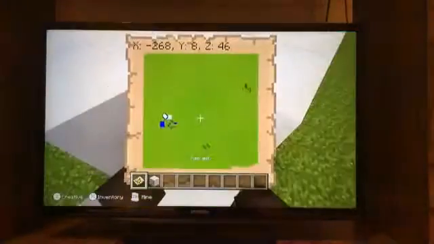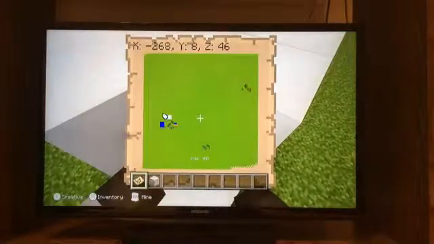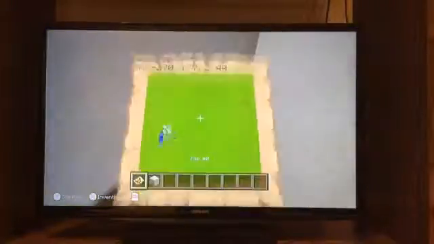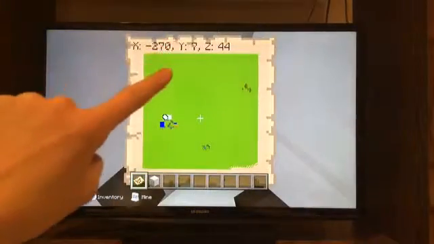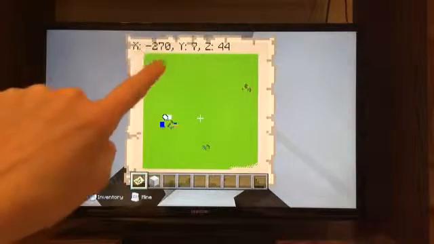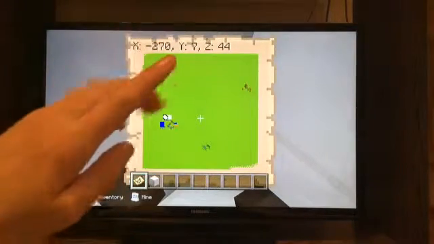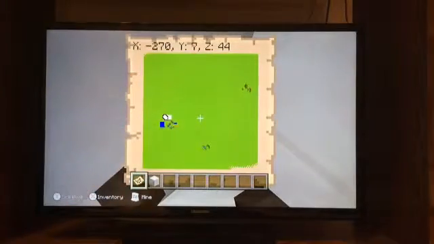So in order to do it, you'd have to dig a block down, and then you'd be on the coordinates, and then you'd find the coordinates here, and then you do /fill, and then you write these coordinates in, and then you'd go down here, and then you'd type these coordinates in. So don't put the commas in, just get rid of those. You just do /fill -270 space 7 space 44 space, and then the other coordinates.